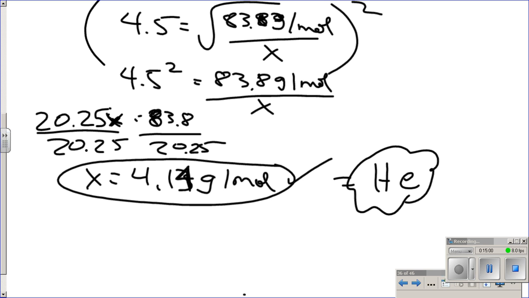Alright, so those are basically the two types of problems you would have with Graham's Law. I could give you something and say find the rate, or I could give you the rate and say find the unknown gas. Something like that.